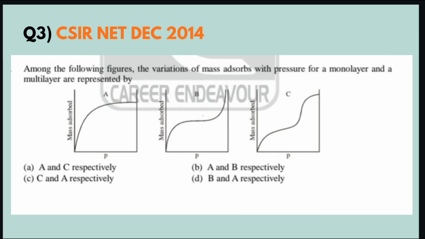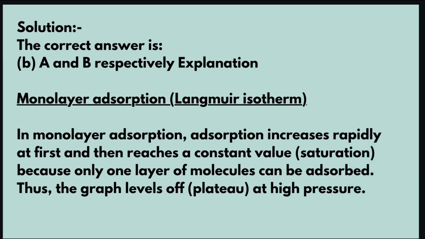This was asked in CSIR in December 2014. The question is, among the following figures, the variations of mass adsorbed with pressure for a monolayer and a multilayer are represented by which graphs of mass adsorbed versus pressure. Three graphs are given, A, B, C. Four options are given. Option A is A and C respectively. Option B is A and B respectively. Option C is C and A respectively. And option D is B and A respectively. Now, let's see the solution. For this question, A and B respectively is the correct one. Now we'll see the explanation.